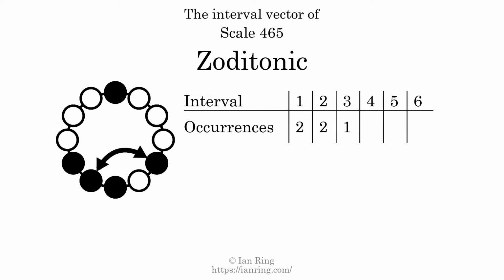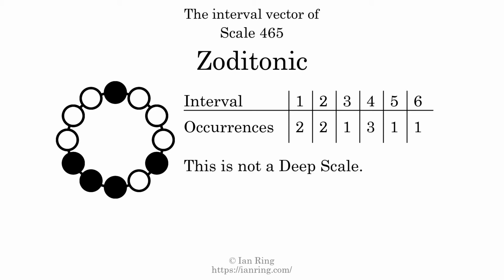It is here. There are 3 intervals with the size of 4 semitones. They are here, here, and here. There is 1 interval with a size of 5 semitones. It is here. There is 1 interval with a size of 6 semitones. It is here. Each interval does not appear in this scale a unique number of times, so this is not a deep scale.